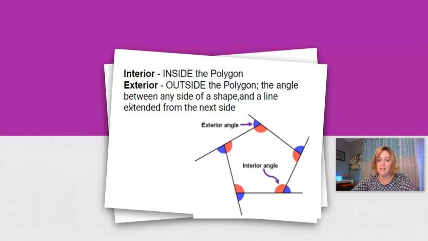So outside of the polygon, the angle between any side of the shape and the line extended. So that is the exterior angle. All those blue ones are.